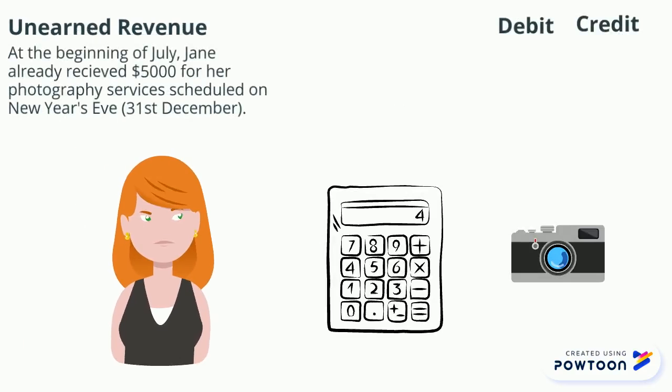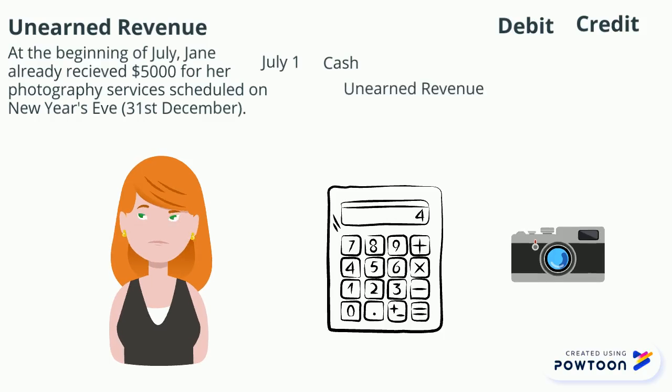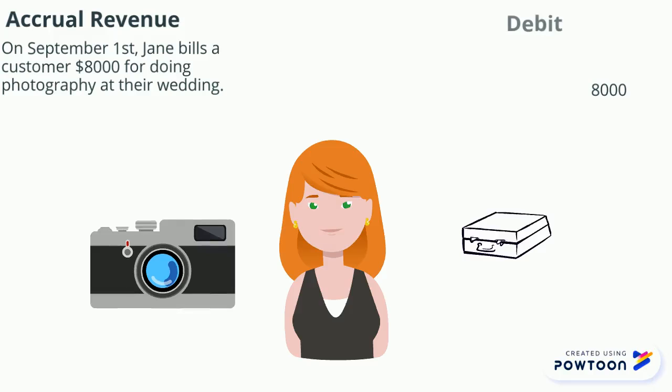As she's receiving the cash, she would debit it as money is coming into her account, but unearned revenue is considered a liability as she has yet to provide the services, with $5,000 being recorded for both the debit and credit accounts. Now let's look at an example for accrued revenue.